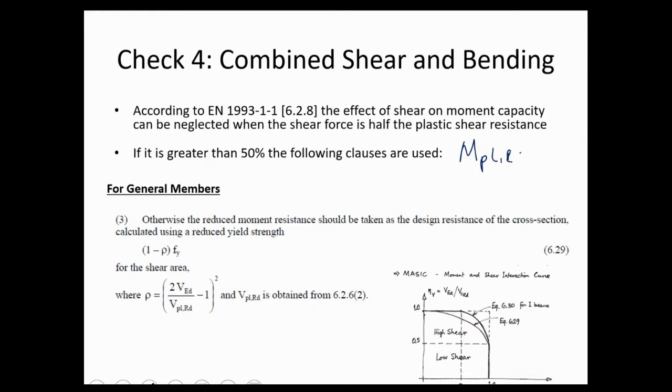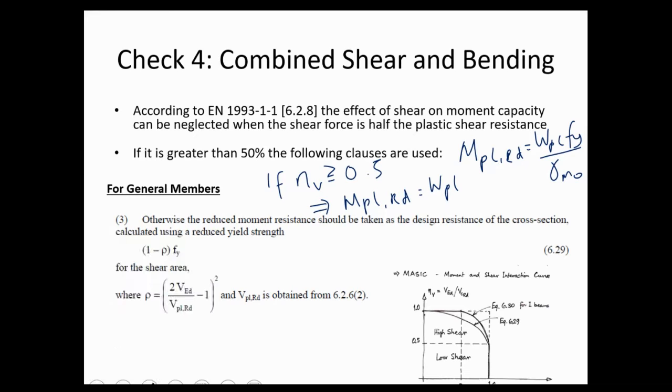So for example, for a class 1 or class 2 section, we have a plastic resistance, which is Wpl times fy over gamma M0. But if we have high shear, if the utilization ratio for shear is greater than or equal to 0.5, then that implies Mpl,Rd is equal to Wpl, and then instead of just this value, we have to replace that value with this value in there. So we put in (1 minus rho) times fy all over gamma M0.